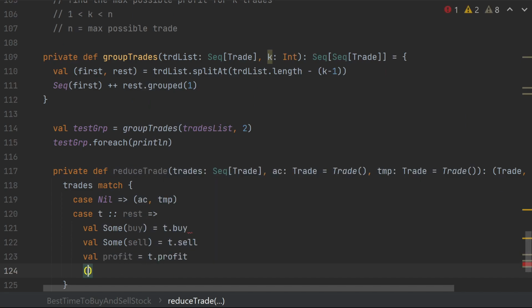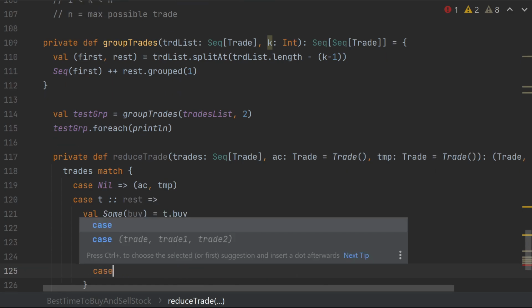Alright, now we have three values, that is the accumulated value, comma, the next value is the temp, that is the buffer, and the trade itself, which is coming in now. Alright, let's implement a pattern match onto it. So what are the possible cases we can see?